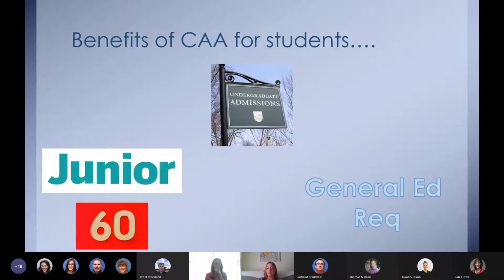Some of the benefits for the students under the CAA, if they meet those eligibility requirements that I just went over, they will transfer to the four-year institution with junior status. So they will transfer about 60 credits, which they have completed under their associate's degree. It does give them guaranteed admission to one of the colleges that participates in the agreement. So that's one of those UNC school systems.